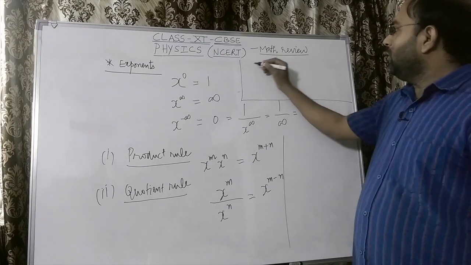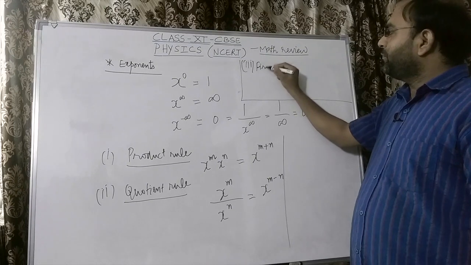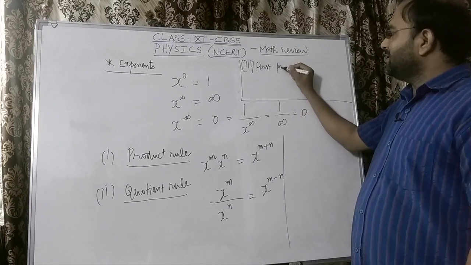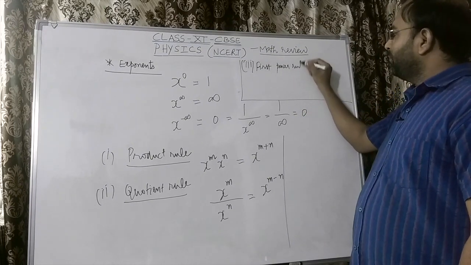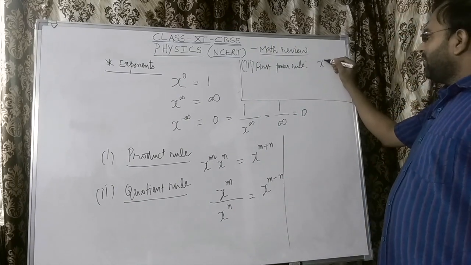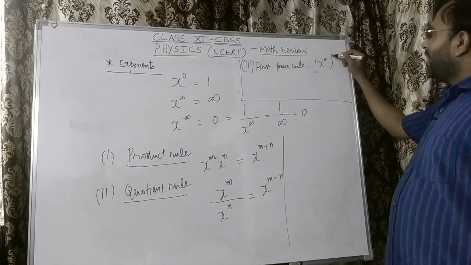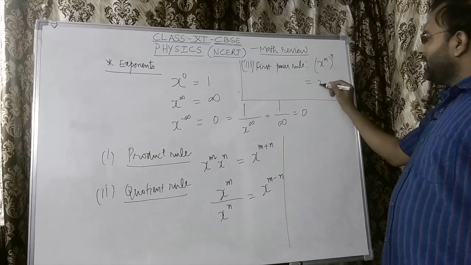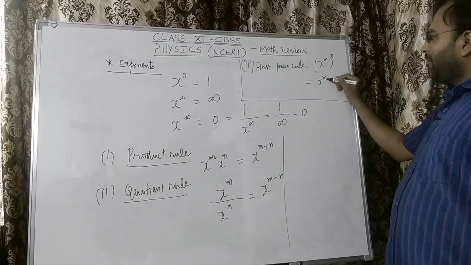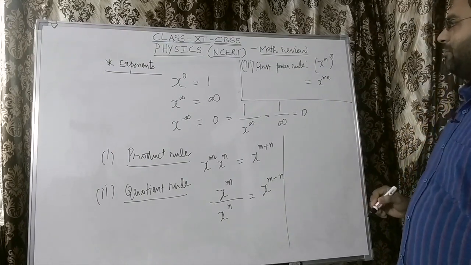Right. The next rule is the first power rule of exponents. What is the first power rule? That is, when you have a base number x raised to the power m and the whole thing is raised to the power n, then the result would be x raised to the power of the product of m and n. This is the first power rule.